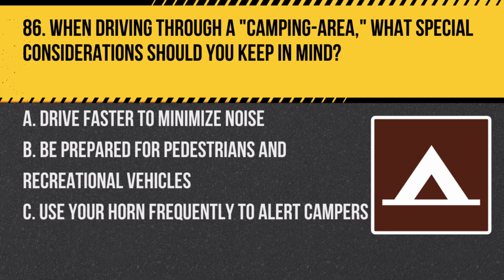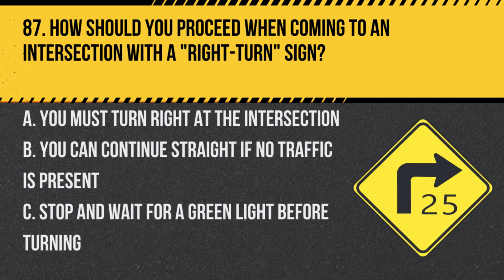A. Drive faster to minimize noise. B. Be prepared for pedestrians and recreational vehicles. C. Use your horn frequently to alert campers. Answer: B. Be prepared for pedestrians and recreational vehicles. Expect more foot traffic and slower vehicles in camping areas. Question 87. How should you proceed when coming to an intersection with a right turn sign?